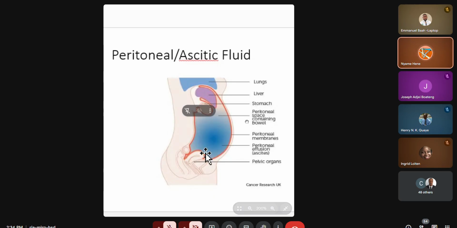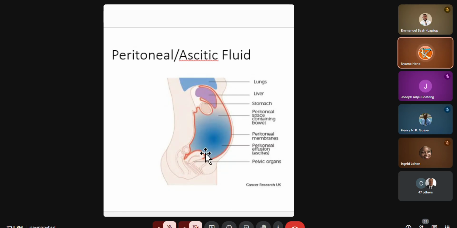When there's a condition whereby there's an imbalance, there can be a seep of fluid into the peritoneal cavity. That is one. Then the second one is when there is an inflammation of any of the tissues. Just like you have a sore on your leg and it's discharging, it will be discharging into the peritoneal cavity. Do you understand what I'm saying?